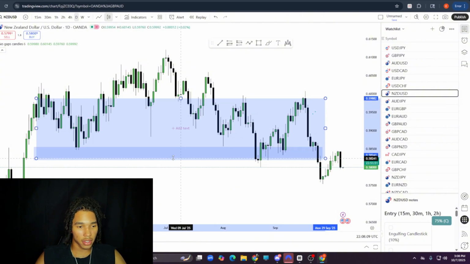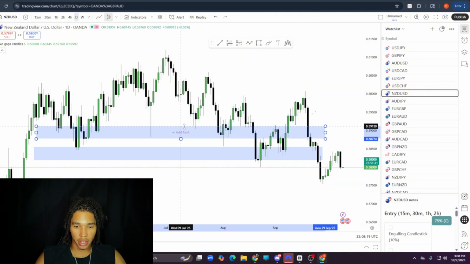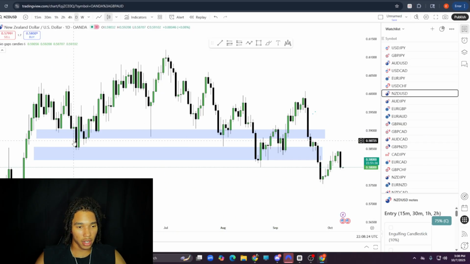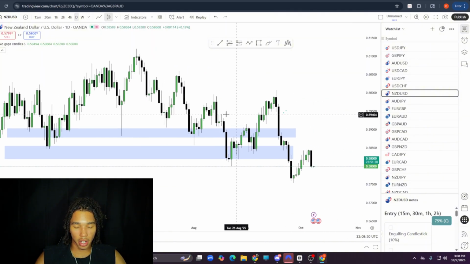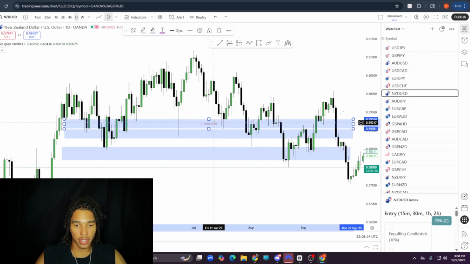Now let's find another one. Start up here. So boom, we come up, we have a structure point right here, a structure point right here, and a structure point right here. They're all pretty close together, so you can put it down right here. And you have 1, 2, kind of 3, 4, 5, 6 rejections on this area. Okay, that's another area we can wait for price to reach.